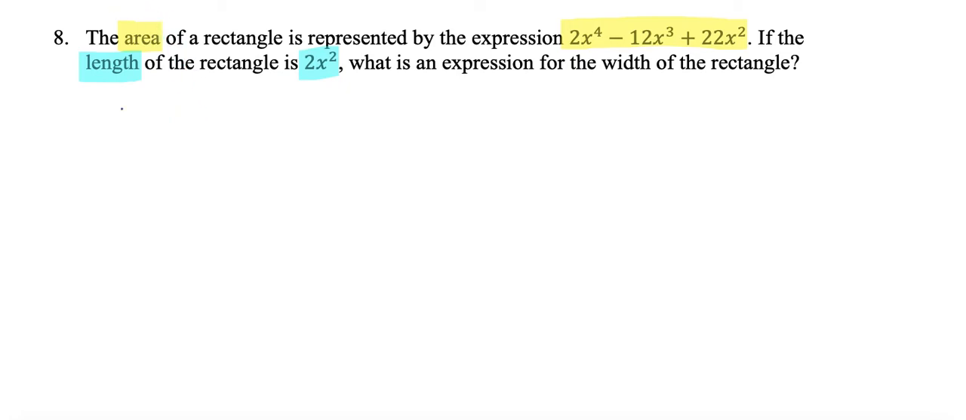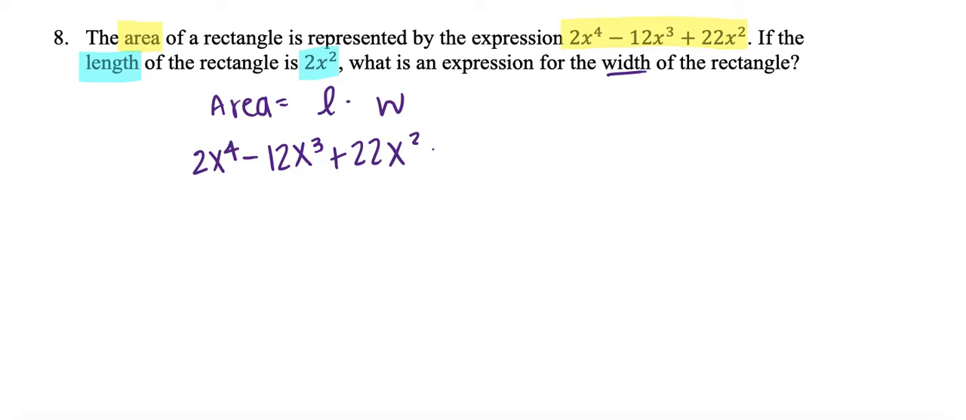So in the previous problem, all I was given was the area. This time I'm given the area and the length, and I'm asked to find the width. So again, remember area is just equal to length times width. Well, I know my area is 2x to the fourth minus 12x cubed plus 22x squared. I'm told that my length is 2x squared, so I'm going to go ahead and substitute that for L. But I don't know my width, so I'm just leaving that W. But I want to solve for this W.